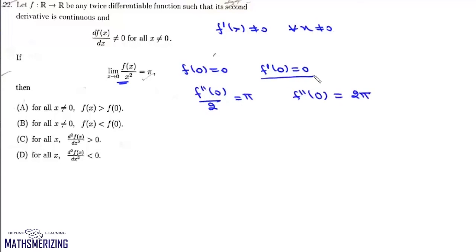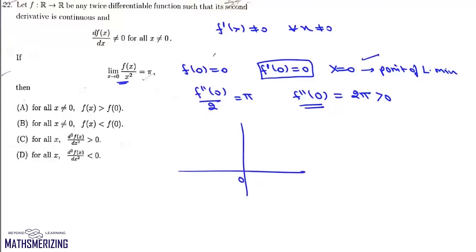Now since f dash 0 is 0, that means x equal to 0 is a critical point, and f double dash 0 is greater than 0, that means this x equal to 0 is a point of local minima. So at 0, this function will be concave up and it will also have a point of local minima at x equal to 0. And since f dash x is unequal to 0, that means at no other point it will have a critical point. So this is the only critical point possible in this case. So at 0, we have a double root, that is concave up.